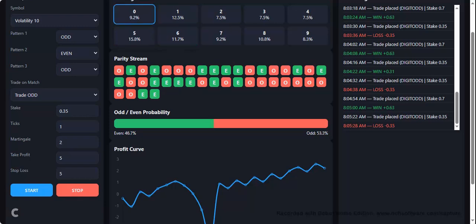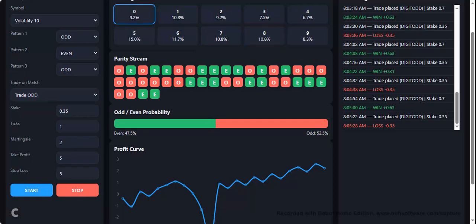In the end, the odd and even pattern bot represents a shift in mindset. Instead of trying to outguess the market, it focuses on reacting to defined structure. Instead of emotional trading, it emphasizes mechanical discipline. Instead of chaos, it builds order. Used responsibly, tested thoroughly, and paired with proper risk control, it becomes a precision instrument for pattern-based trading.